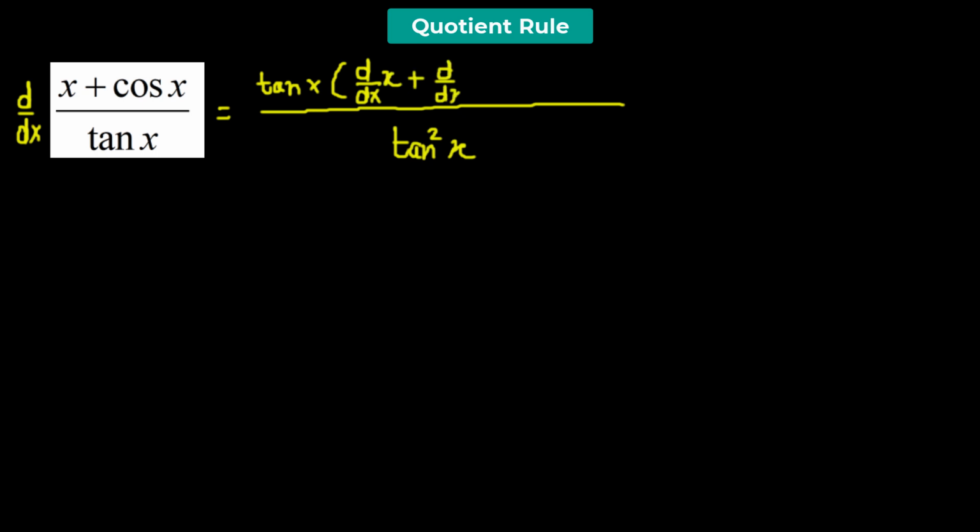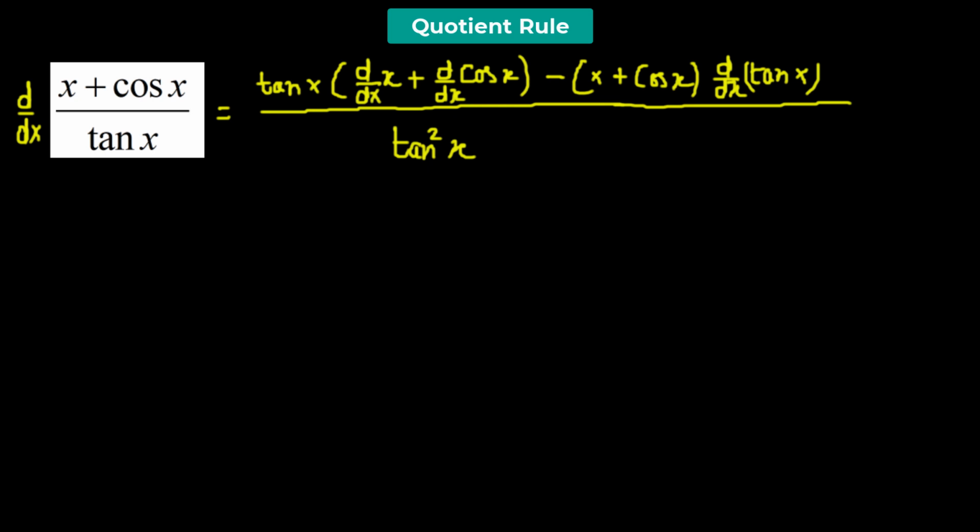So we have derivative of x with respect to x added to the derivative of the cosine function, minus x plus cosine of x multiplied to the derivative of the tangent function. So we get tangent of x times derivative of x, which will be 1, and we have derivative of the cosine x, which will be negative sine x. So we have negative sine x.